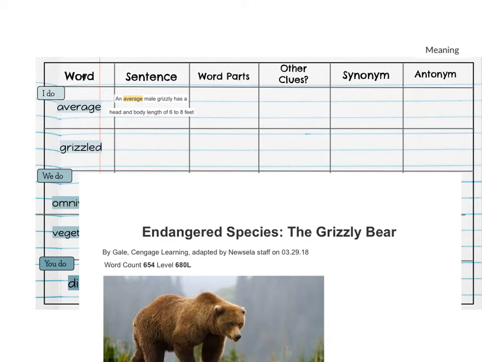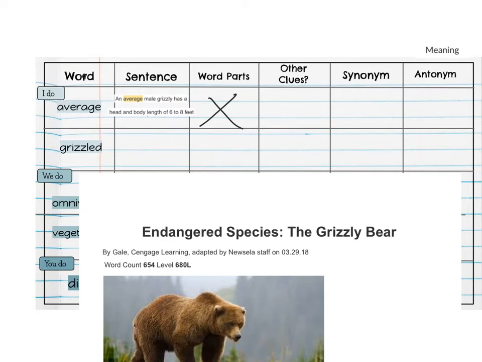Now I want to think about, do I have any word parts inside the word that might help me? And I do not see any on this word average, so I'm simply going to X this box out. Now I'm looking for any other clues in or around the sentence. And I might have to go back to the text, but let's check the sentence first. It says an average male grizzly has a head and body length of 6 to 8 feet. So I'm thinking about this head and body length of 6 to 8 feet.